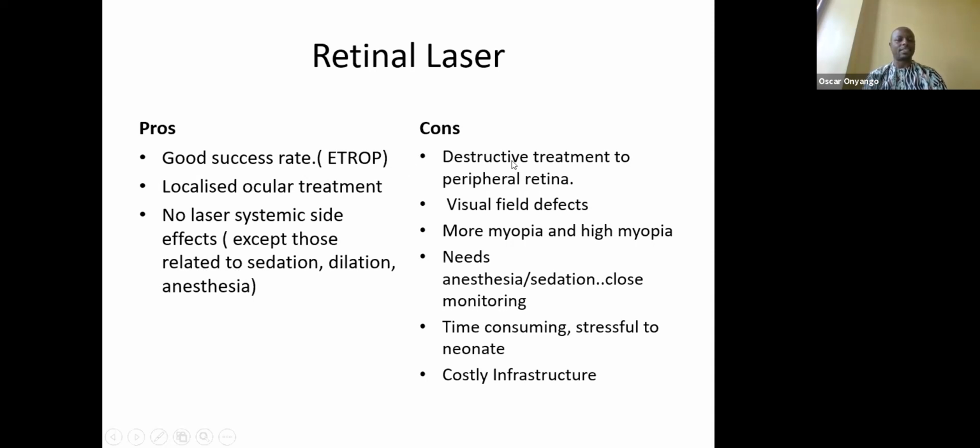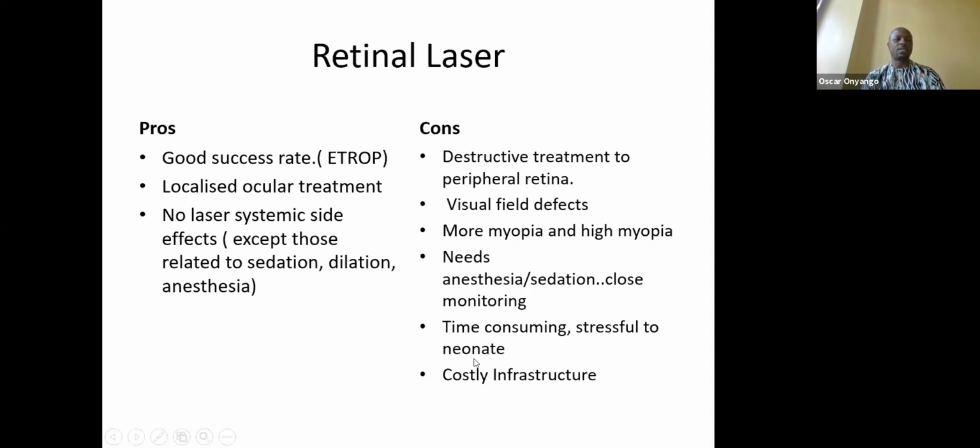Now the cons, it's destructive. You saw a few pictures from Sarah earlier on of how the laser looks. So we destroy the peripheral retina. If you destroy peripheral retina, you reduce the visual field. You also end up with high myopia, more short-sightedness, okay? I've alluded to the anesthesia bit. It's time consuming, stressful to the neonate.